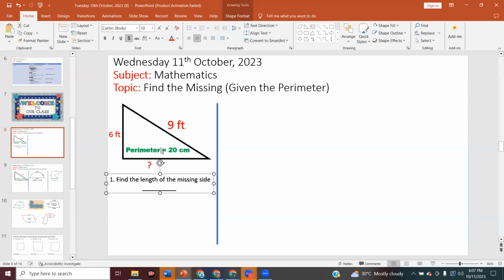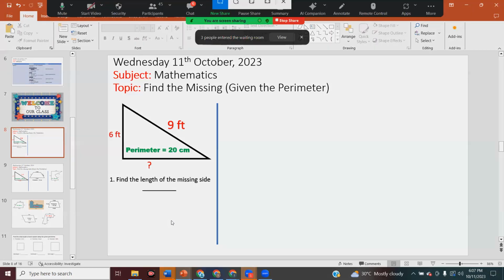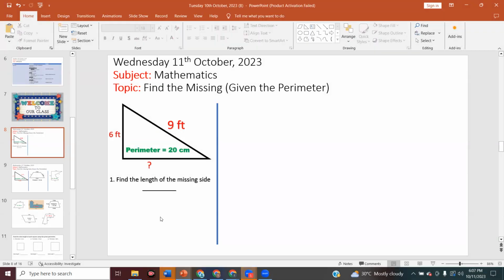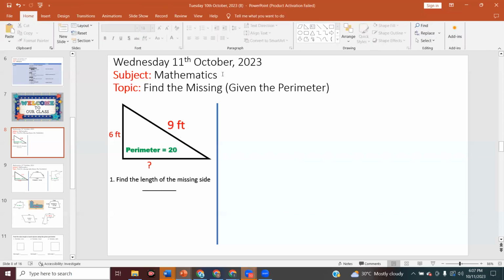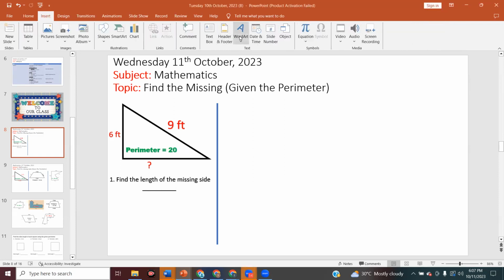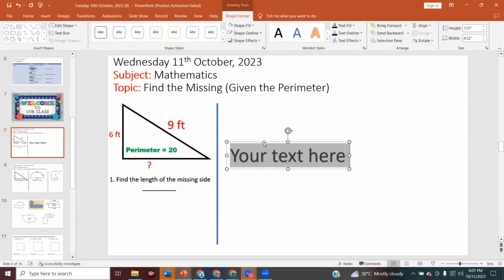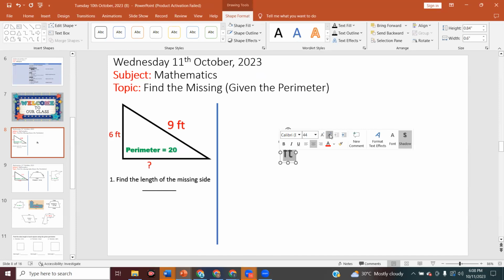We know that the perimeter is 20 feet. I suppose I put feet here, not centimeters. We know that the perimeter is 20 feet. What is going to be the length of that missing side if the perimeter is 20 feet? Put your answers inside the chat for me, please.